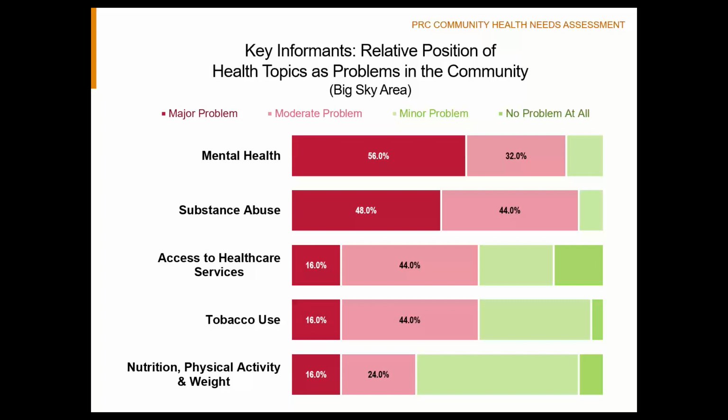44% saying it was a moderate problem. And then there's a pretty steep drop off here for access to healthcare services, tobacco use, and nutrition, physical activity, and weight. All 3 of those were rated as major problems by about 16% of the key informants. And then they were kind of tied for our top 5. In the full report, though, we have extensive quotes around why the key informants felt that these issues were major problems. So you can absolutely delve into more details there.